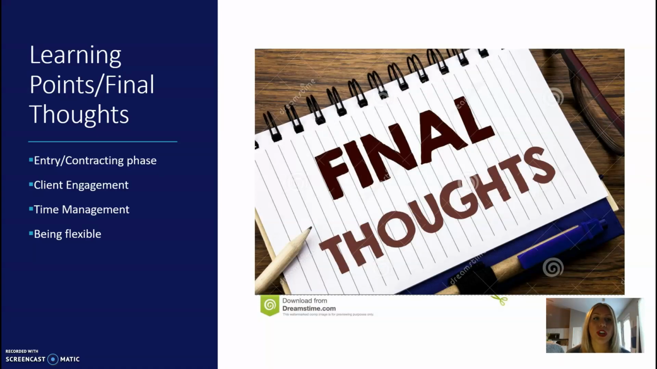Finally, I just want to go over some learning points and final thoughts that I have about the project overall. First, just the entry and contracting phase. I've already kind of touched on this, but that was not one of the stronger moments I had within this project. I think that if I had gone into this phase with more communication and more clarity with my client, it would have saved a lot of the obstacles throughout the process for me. However, hindsight's 20/20, and this is just a learning opportunity for me to go forward and implement a clearer understanding and clearer communication with other clients in the future.